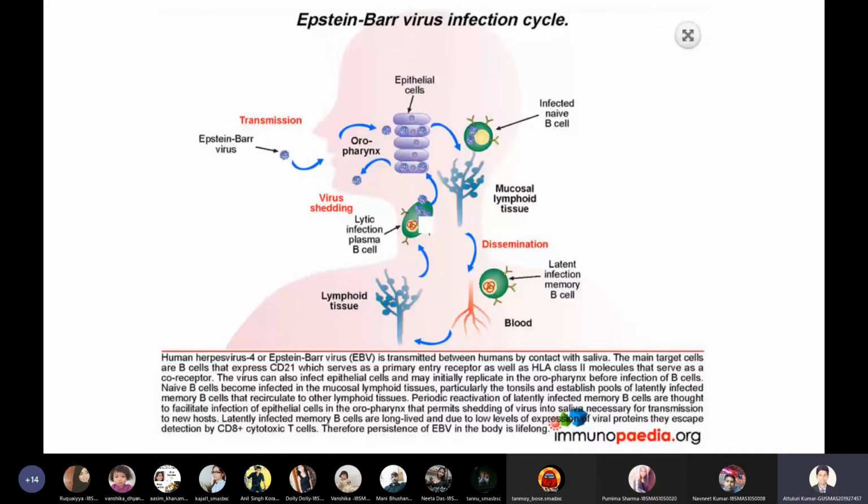It will once again enter into secondary viremia. After secondary viremia, it will cause B cell lymphoma, and infectious mononucleosis, due to T cells getting activated by the Epstein-Barr virus. Parallelly, it will also cause nasopharyngeal carcinoma in the nasopharynx. So this is the overall pathogenesis of the Epstein-Barr virus infection. Okay.